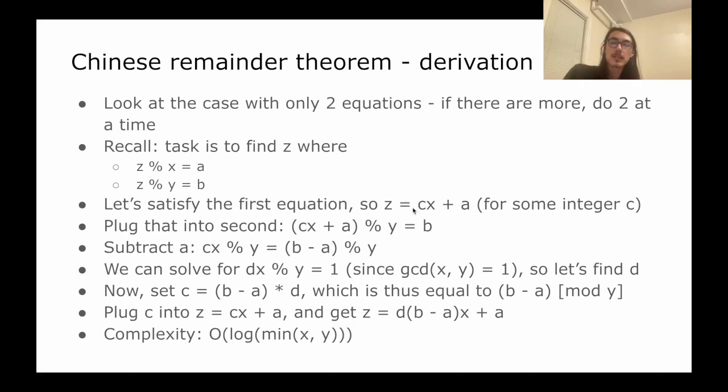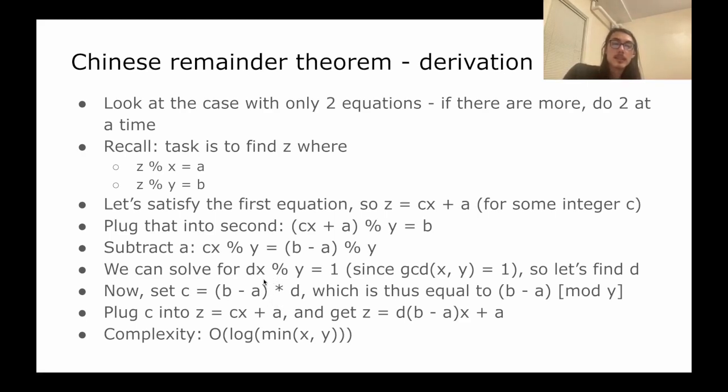So now we know c, we plug it back into z, and then overall the value for z is d times b minus a times x plus a. And remember that d is some artificial value we got from the algorithm. So overall, d is the modular inverse of x with respect to y.